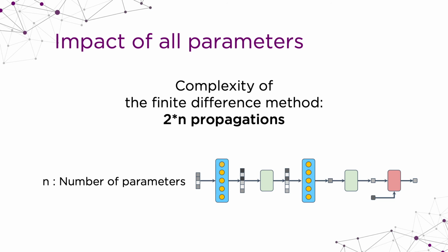And as I said, in deep learning, we have hundreds of millions of parameters in the most complex models. So it's 2 times millions of propagations to just have the information, if I change any of the parameters, how the loss will change. And I didn't update any parameters yet. So it's super slow to use the finite difference method to see the impact of a parameter.